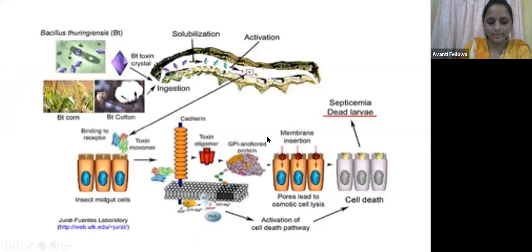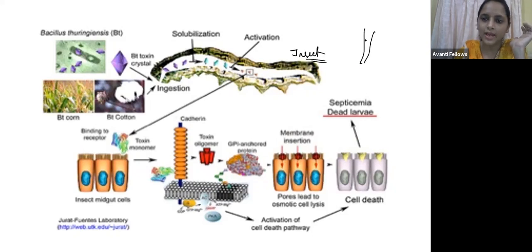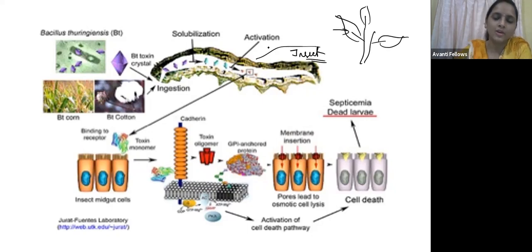Now let us see here. Whenever this worm, this insect, bites the plant, here is the plant. I'm not very good at diagrams. This insect is going to eat these leaves. When this insect eats these leaves, the insect's saliva is basic in nature, or also called alkaline in nature.